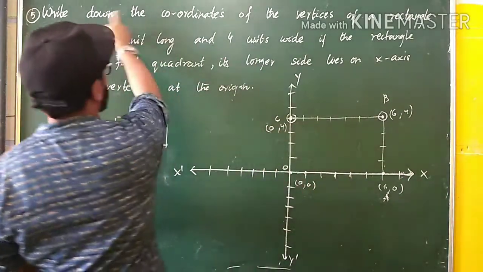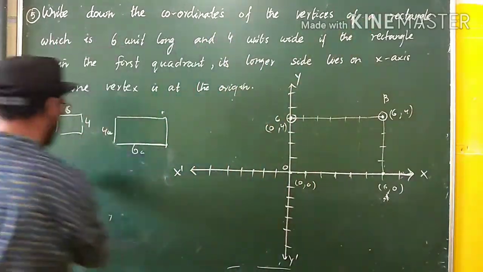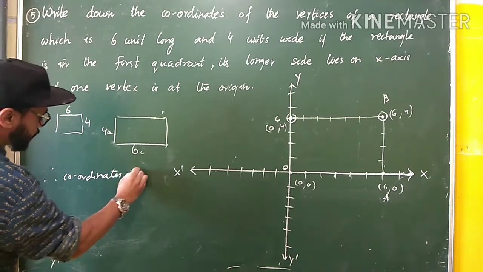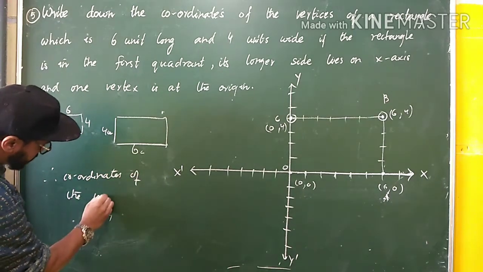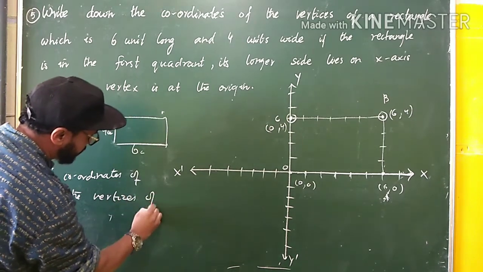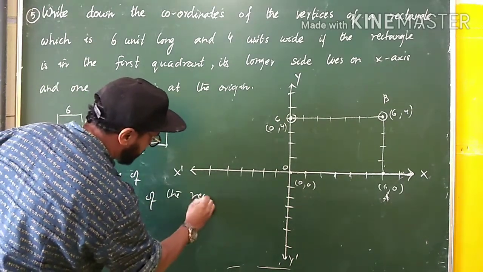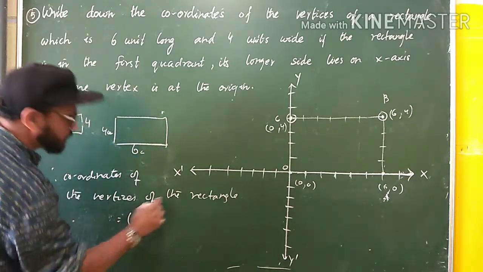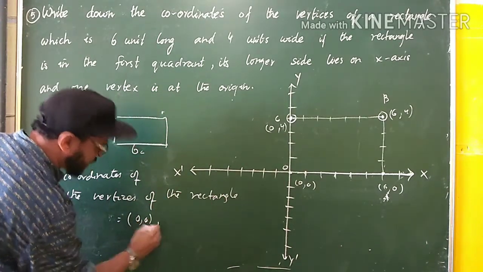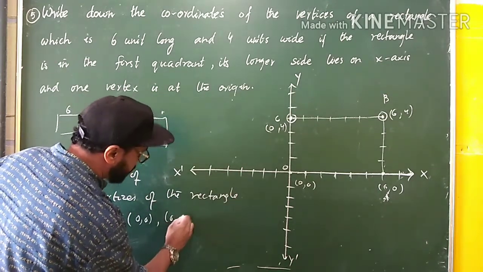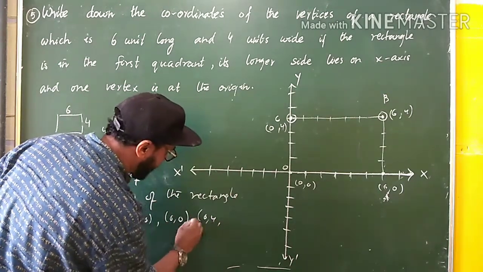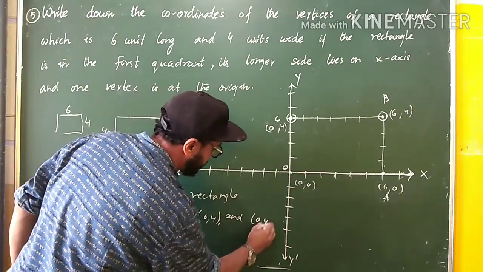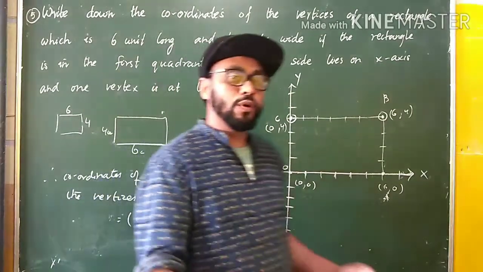Now what we have to write? Write down the coordinates of the vertices of a rectangle. So therefore, coordinates of the vertices of the rectangle, so what are the coordinates? The first one is 0, 0. Second one is 6, 0. Third one is 6, 4. And the fourth one is 0, 4. Alright? So this is how we solve.